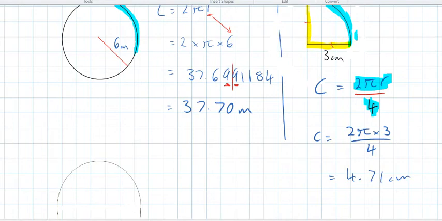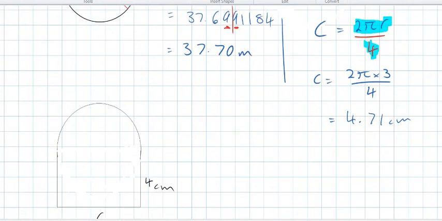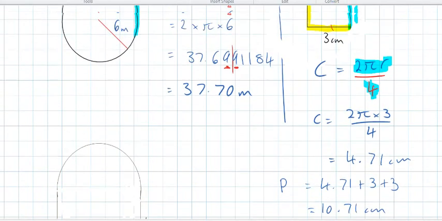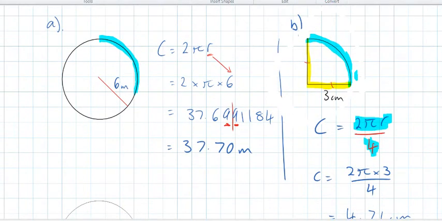centimeters. However, to get the full perimeter, we need to add on the other two straight sides. So we do perimeter is equal to 4.71 plus 3 plus 3, which is equal to 10.71 centimeters. Okay, so when we ask for perimeter, we need to calculate every side, not just the curved ones.